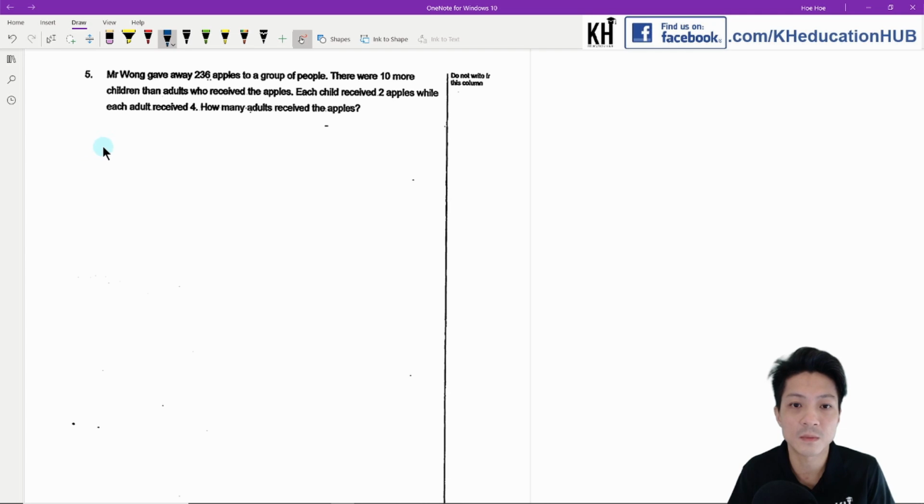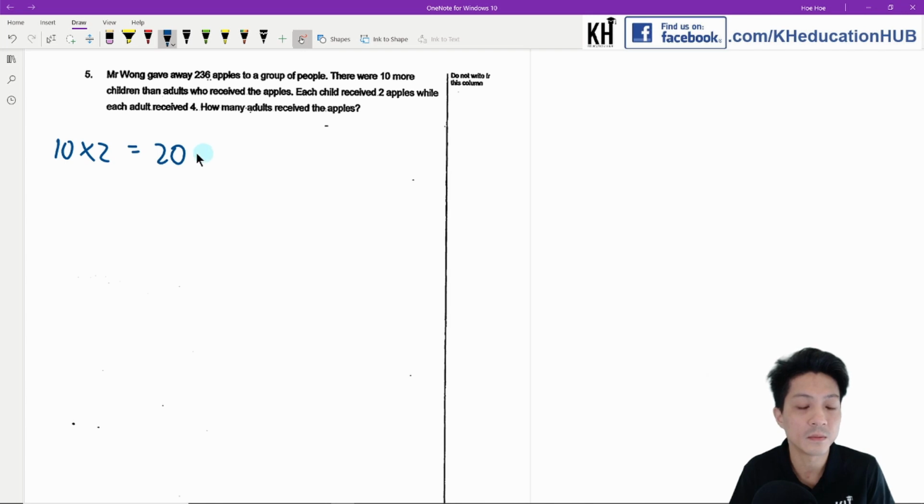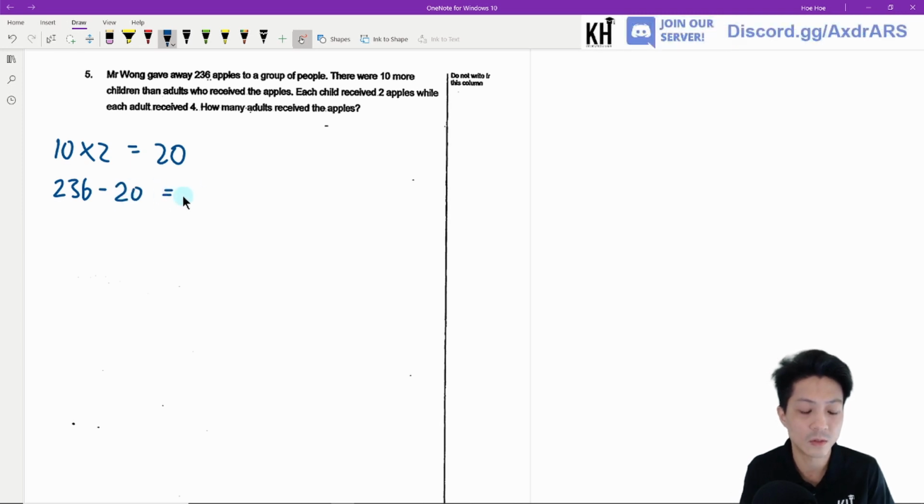Okay, the first step that we're gonna do is we need to remove away the extra apples. Because there are 10 more children and each child receives 2 apples, right? So I'm gonna times 2. This equals to 20. Next I'm gonna use 236 minus 20, to remove away the extra apples.